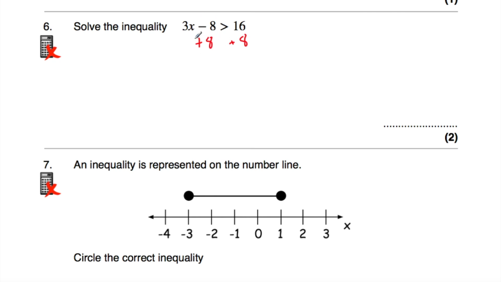So on the left hand side, we've got 3x minus 8. We're adding 8 to get rid of the minus 8, so we're just going to be left with 3x. And then on the right hand side of the inequality, we had 16. We're adding 8, so it's going to be 24. We've now got that 3x is greater than 24.